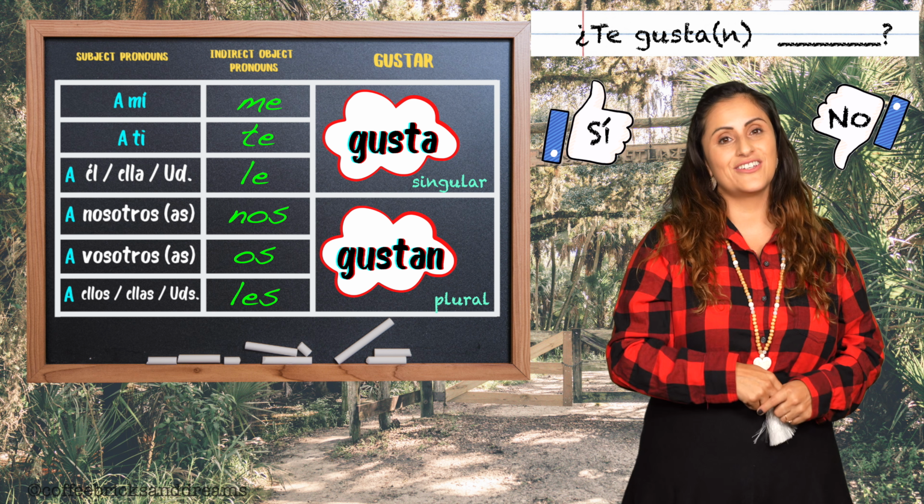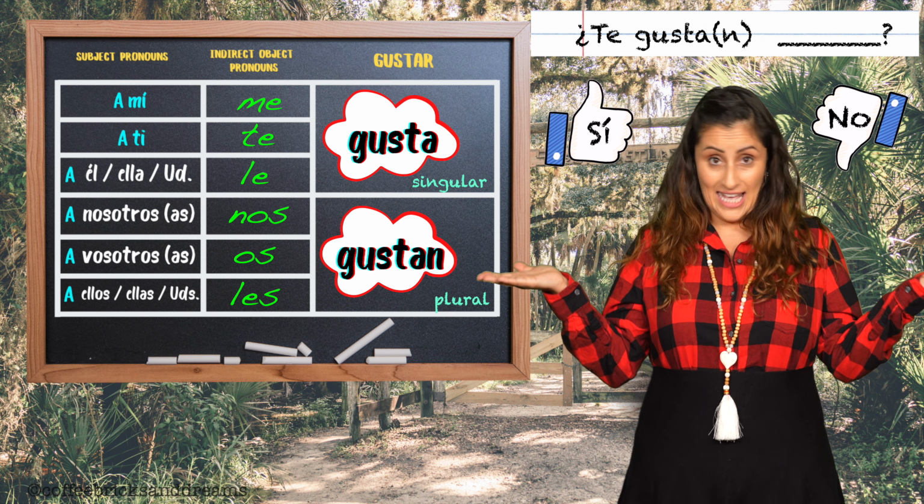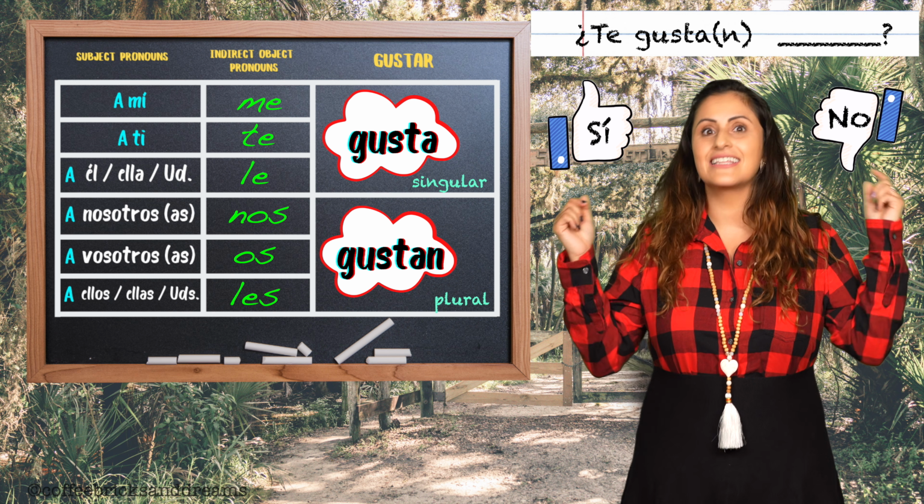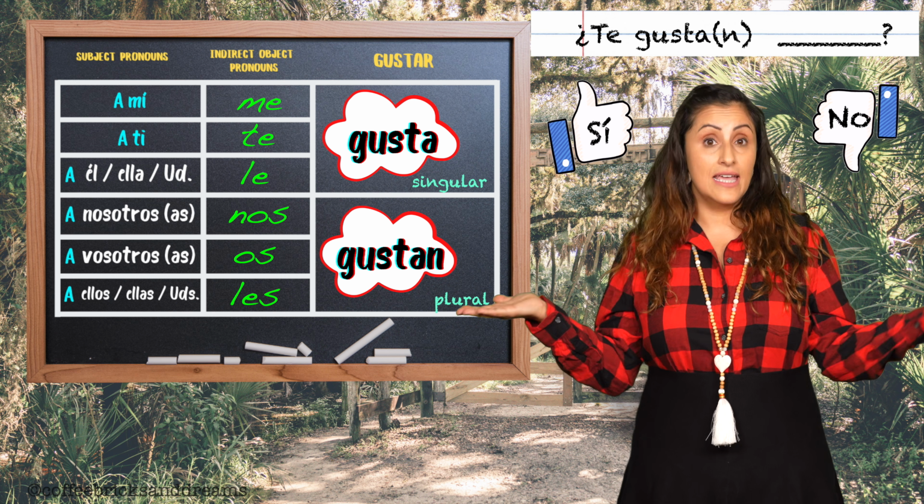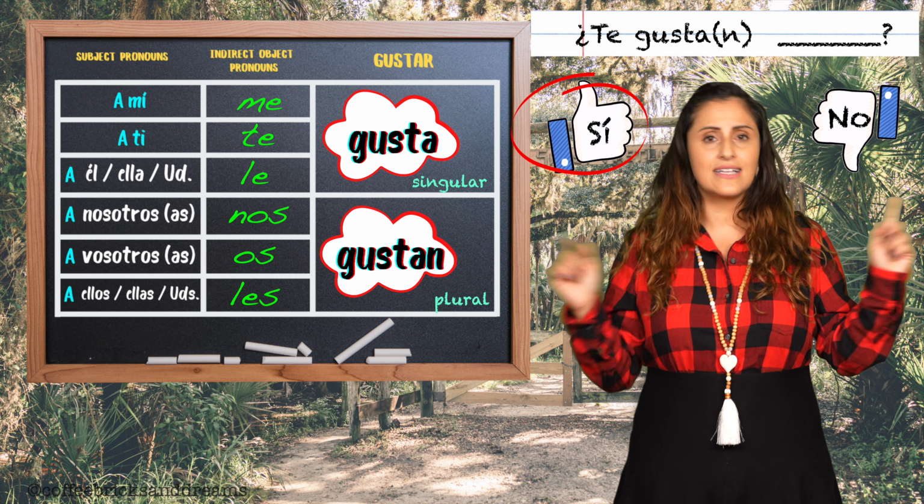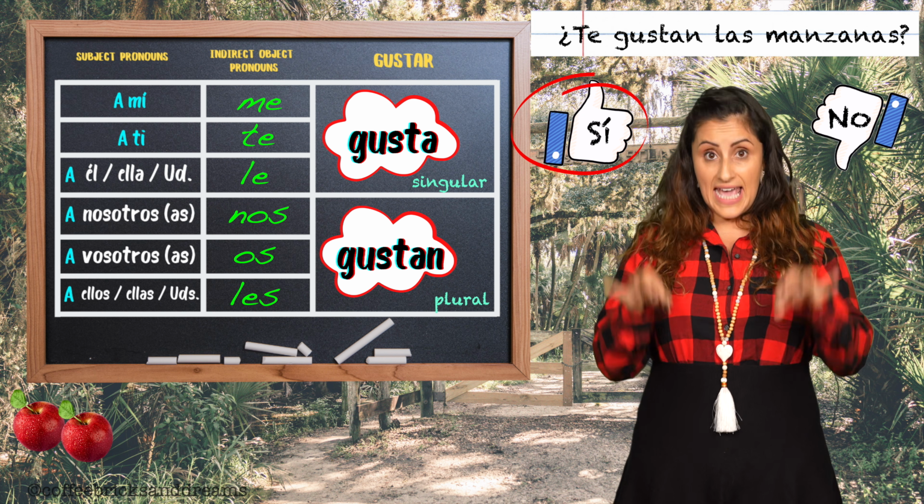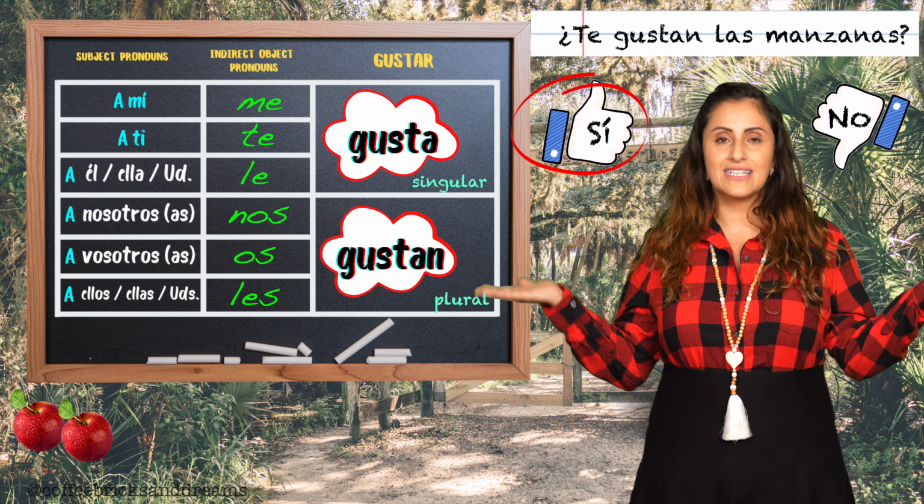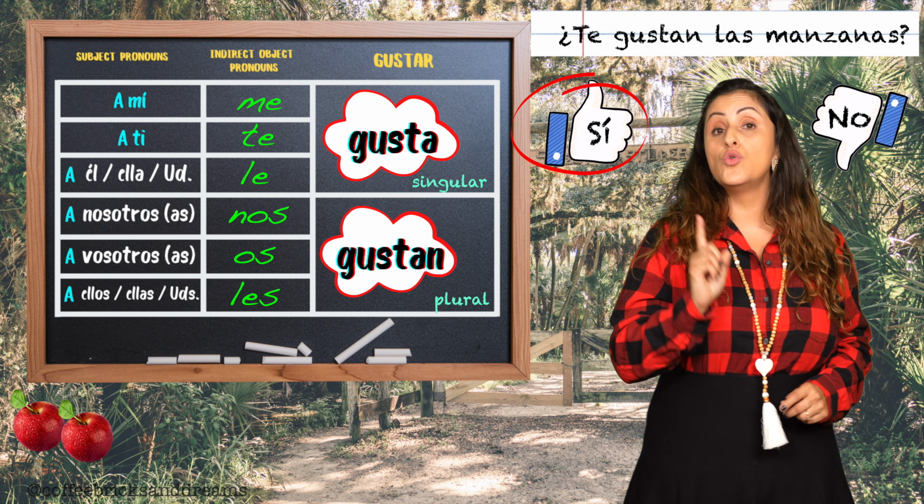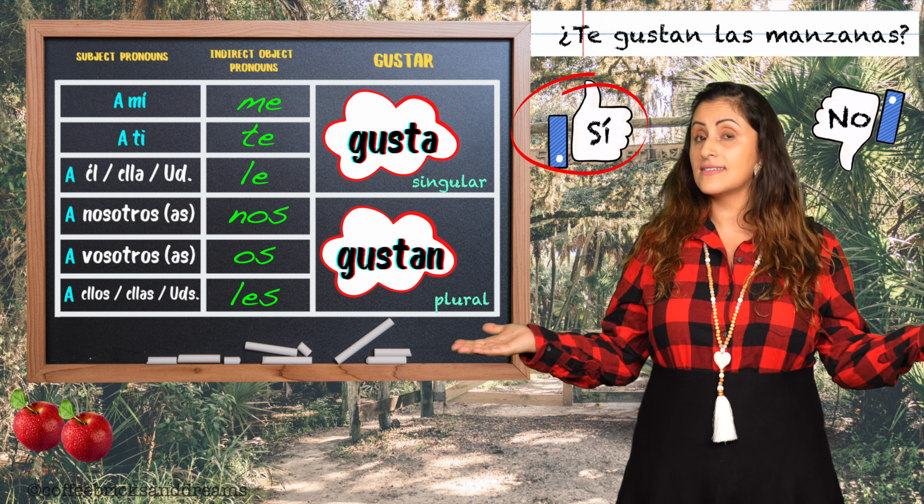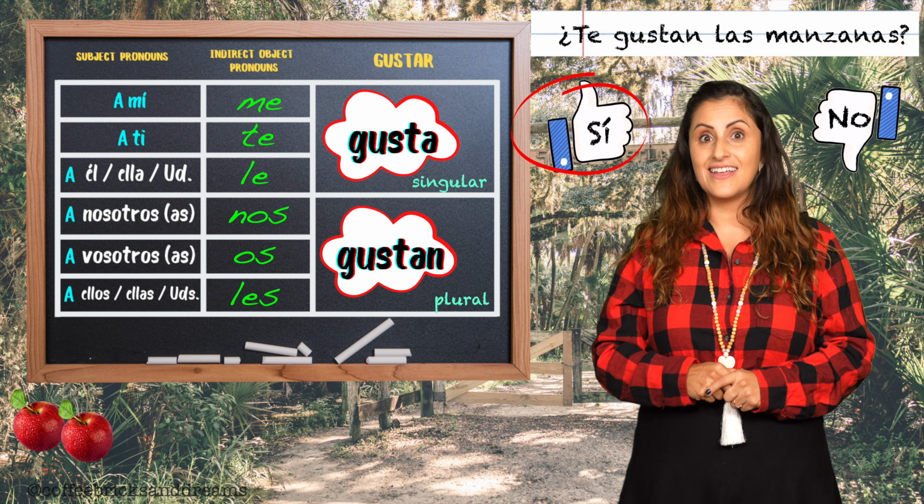You always answer the question and then you say, I don't. So exactly like you do it in English. Now, the same thing applies for yes, except we don't add two yeses. But here's how you would say, yes, I like apples. So let's go back to that question. ¿Te gustan las manzanas? ¿Te gustan las manzanas?